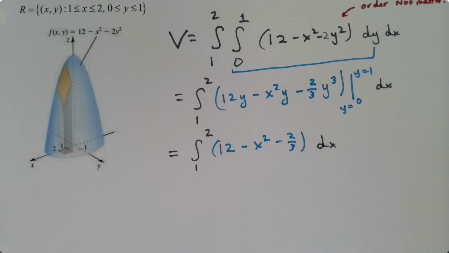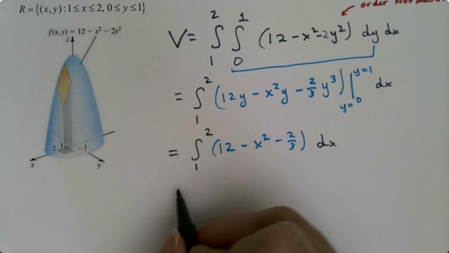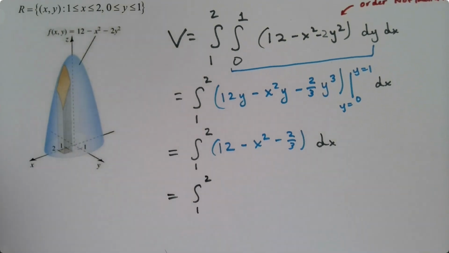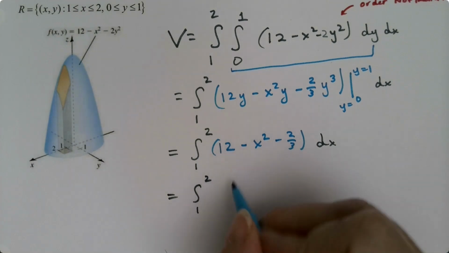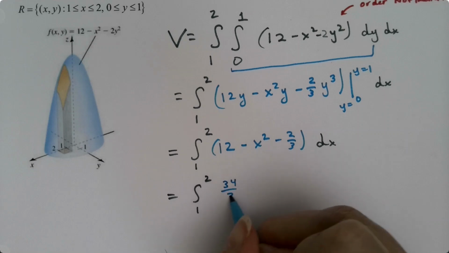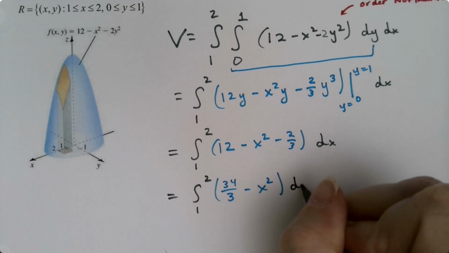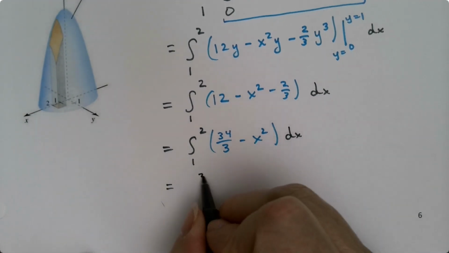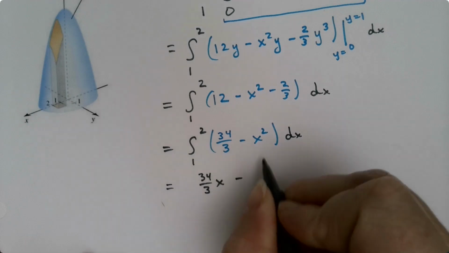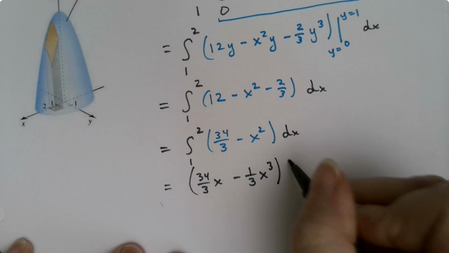Well, again, that's pretty straightforward. This particular one is honestly so easy we can do this by hand. This is the integral from 1 to 2. 12 take away 2/3, that's 36 take away 2, so that's 34/3 take away x squared dx. So that would be 34/3 x minus 1/3 x cubed, and then we would just take this from 1 to 2.